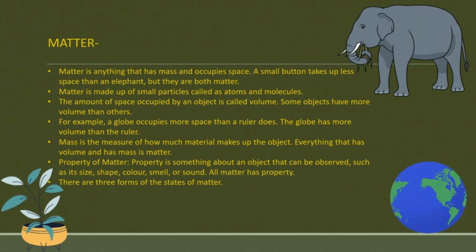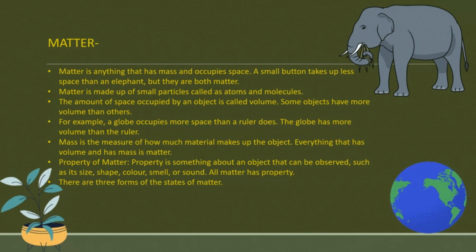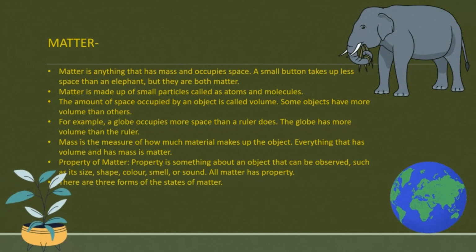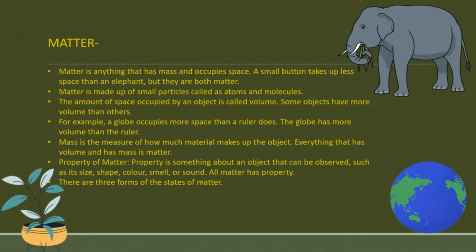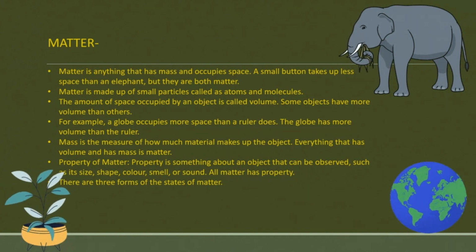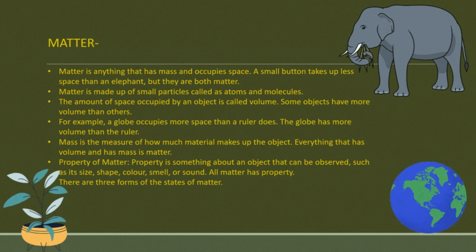Mass is the measure of how much material makes up the object. Everything that has volume and has mass is matter. Property of matter: a property is something about an object that can be observed, such as its size, shape, color, smell, or sound. All matter has properties. There are three states of matter.